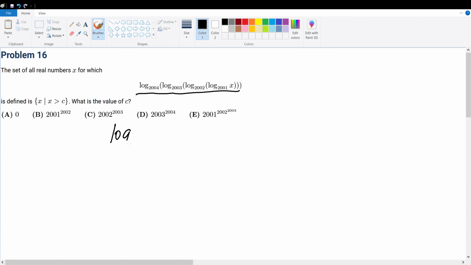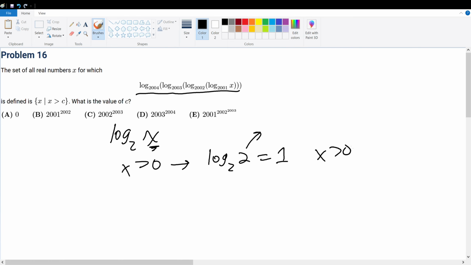Let's say log base 2 of x to be our example, where we want to consider values of x that are defined, because after all, that is what we were trying to solve for in the first place. So let's try x is greater than 0. If this were the case, let's give ourselves a simple example of log base 2 of 2. This is equal to 1. 1 is obviously defined, and we can intuitively understand that any number larger than 2 would also be defined. So that means x larger than 0 would be defined.